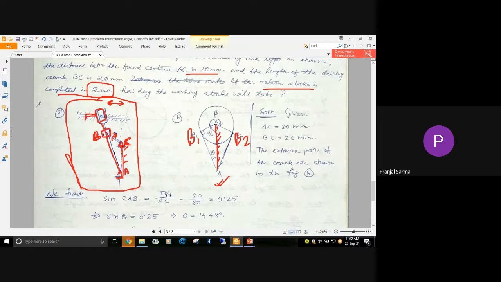And this BC is the crank, and when the crank is rotating, ultimately the locus will be a circle. Correct. So the two extreme points we are looking at.